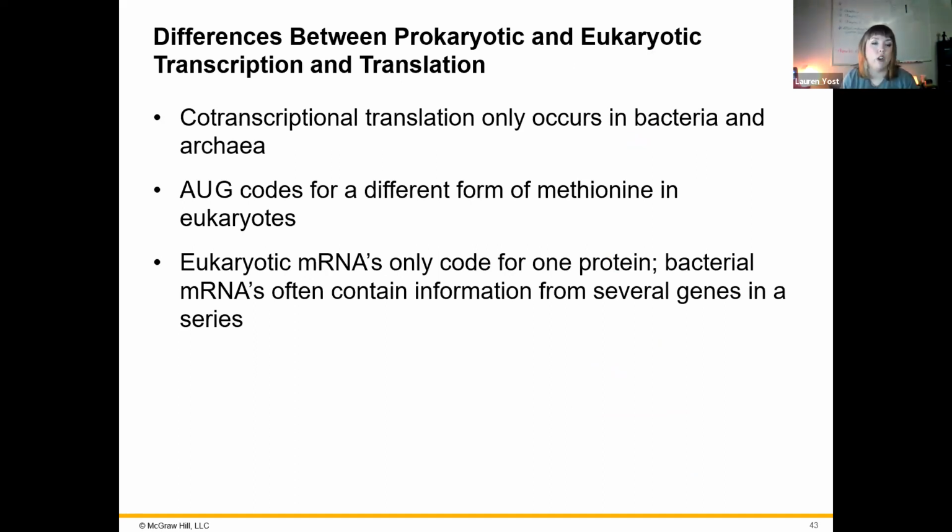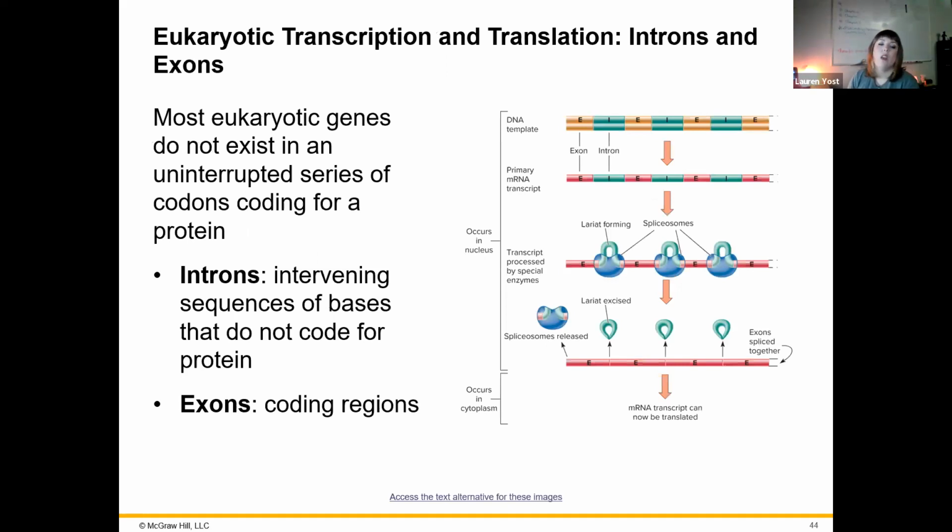So we can only have co-transcriptional translation in bacteria and archaea. We can't do that in eukaryotes. Eukaryotes' mRNA only codes for one protein, whereas bacterial mRNAs can have multiple proteins coded within that one messenger RNA. But eukaryotes also have this other thing called introns and exons. Exons are the ones that actually code for something. Introns are just some extra stuff that needs to get cut out.